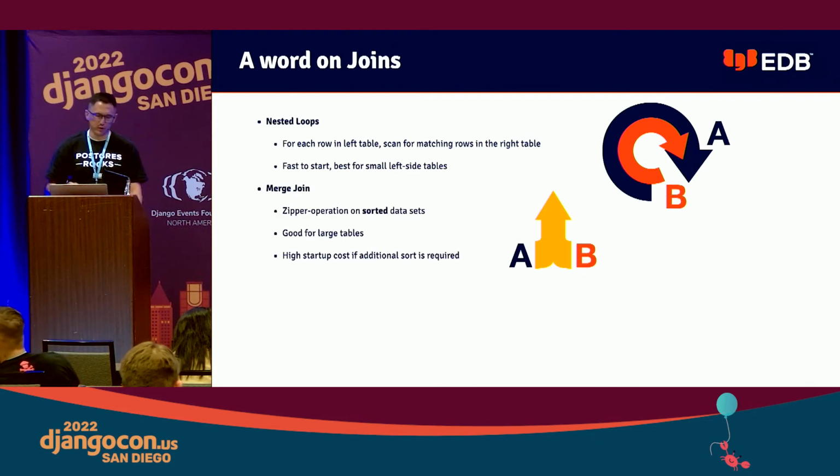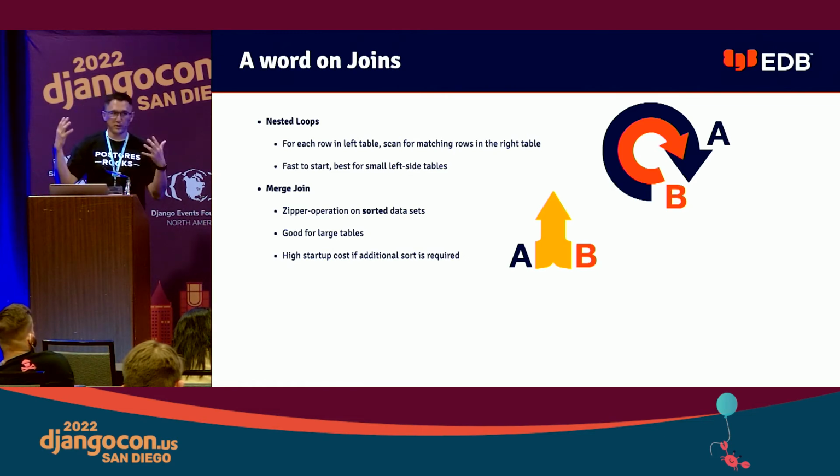Okay, the merge join, which you just saw, basically takes a zipper operation on two sorted sets. So if you have an index on the related columns on both tables, it's already sorted. So you just zip them up together, match them all, and find the ones that you want, and then return the data. So that's good for large tables, especially if it's already sorted for you.